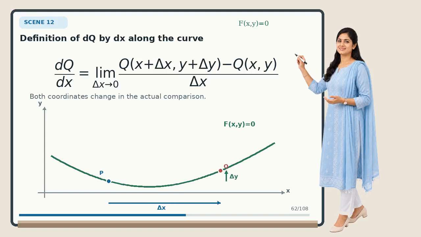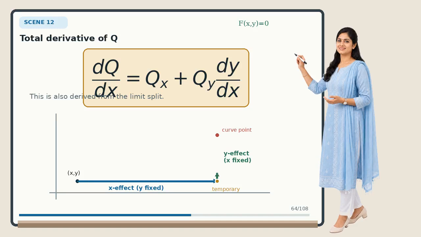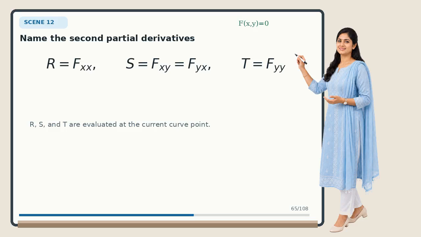The same definition applies to q again. The two evaluation points stay on the curve. Add and subtract q of x plus delta x comma y. The same algebra separates the y and x coordinate effects. Taking the corresponding limits gives q sub x plus q sub y times dy by dx. For compact notation, let R equal f sub xx, S equal the mixed partials f sub xy and f sub yx, and T equal f sub yy. We assume the usual mixed partial equality under our smoothness conditions.